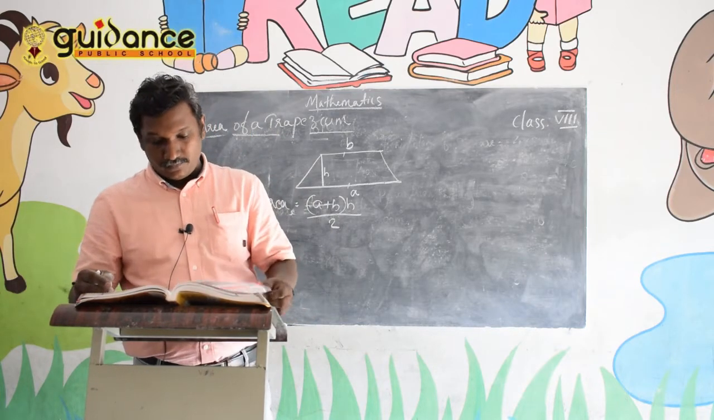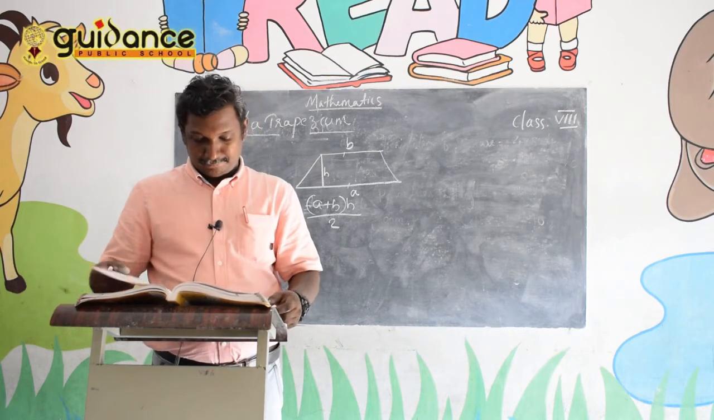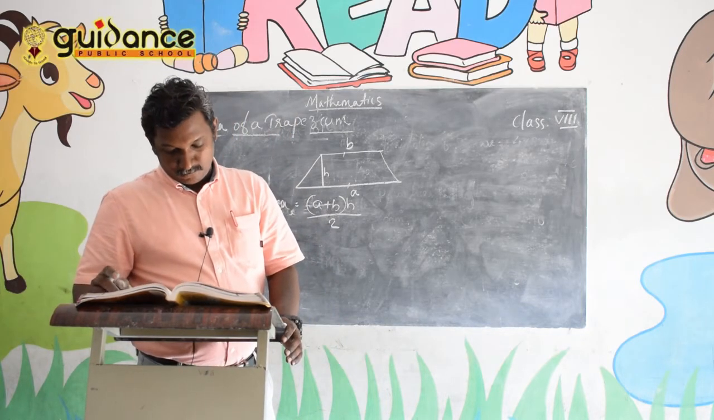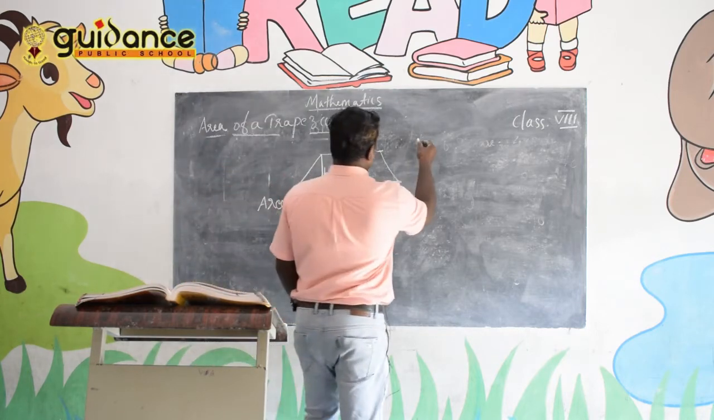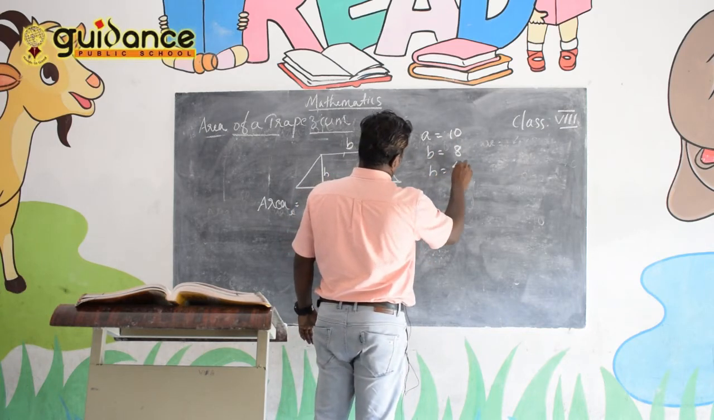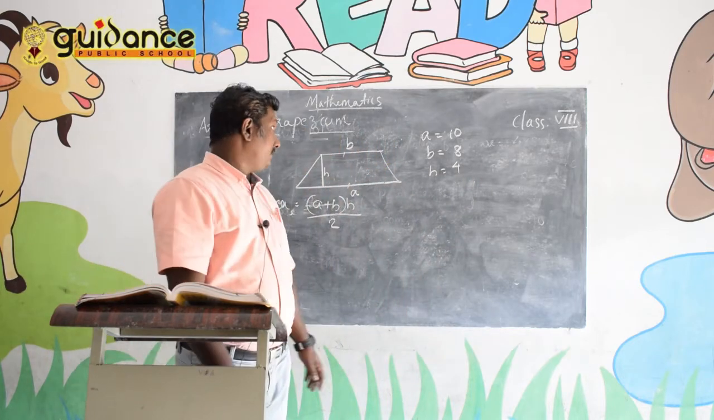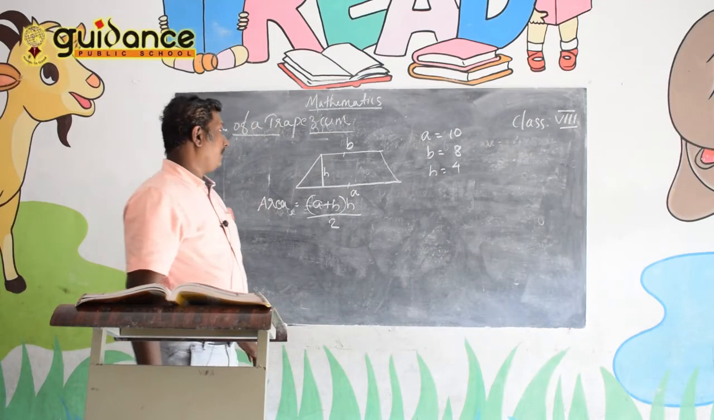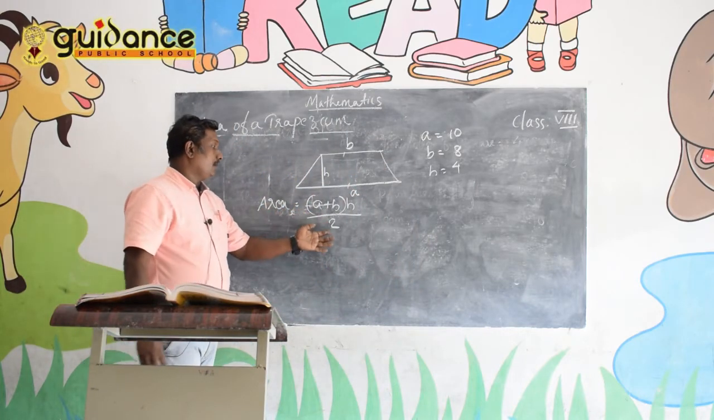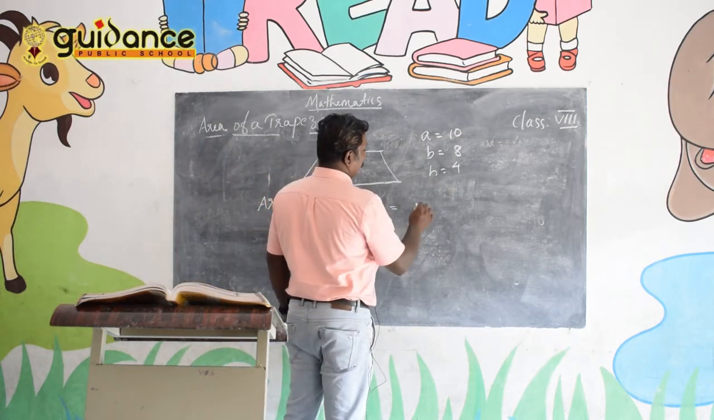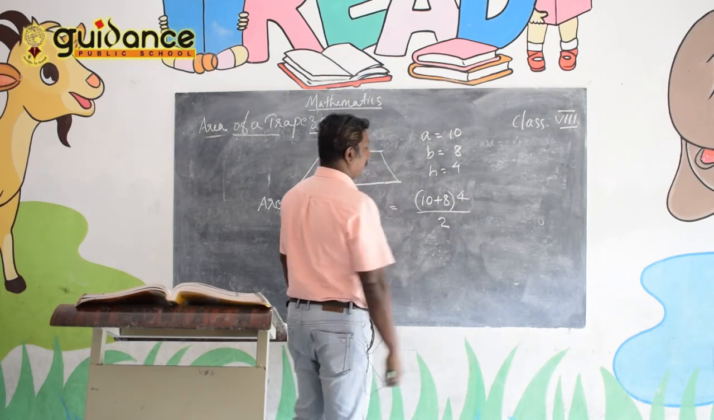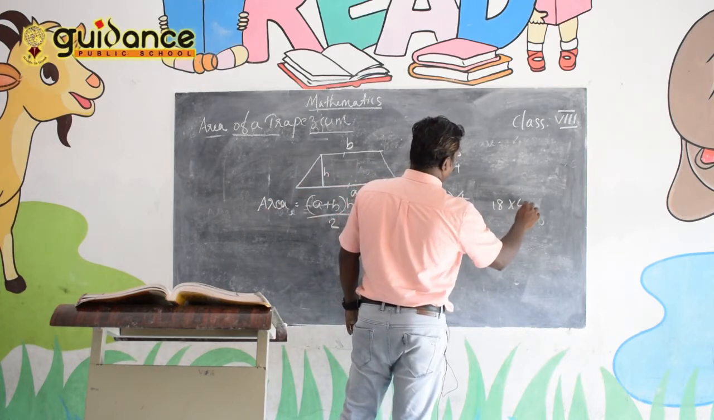So, for example, one question we can do. Given that A is equal to 10, B equal to 8 and H equal to 4, how can we find out its area? Area is equal to (A plus B) into H by 2. So, A is 10, so (10 plus 8) into 4 by 2, that is 18 into 4 by 2.